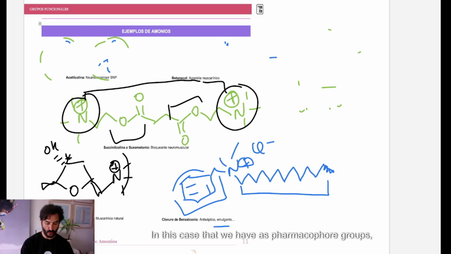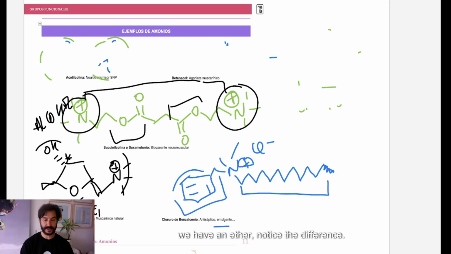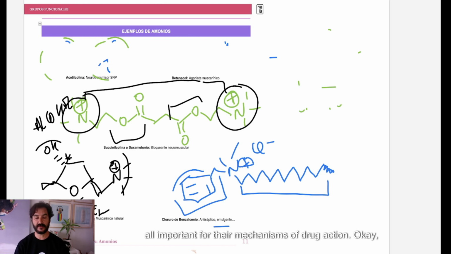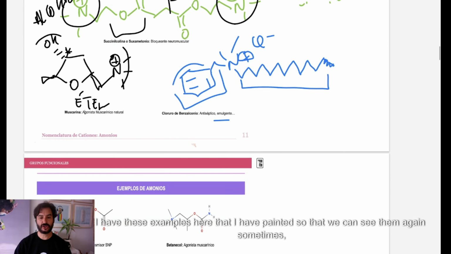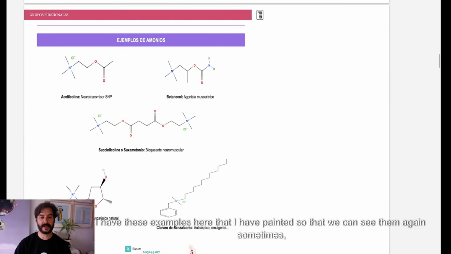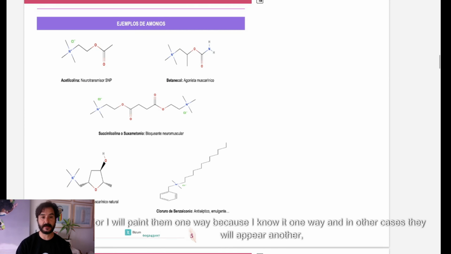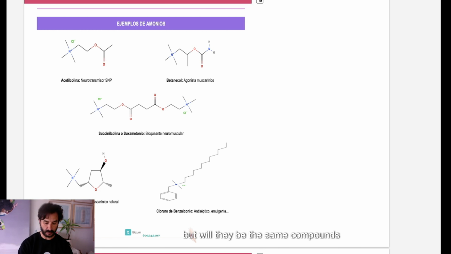In this case, the pharmacophore groups are an ammonium, an alcohol, another alcohol, and an ether. Notice the difference between an ester and an ether. All of them are important for their mechanisms of drug action. Okay, I have these examples here that I have painted so that we can see them again sometimes. I will paint them one way because I know it one way, and in other cases they will appear another. But will they be the same compounds?